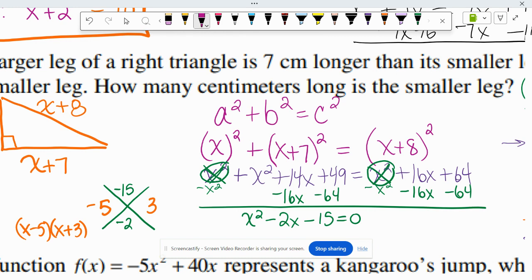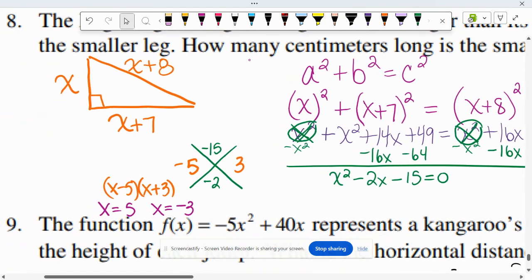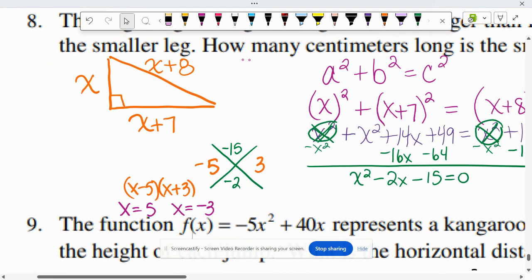We know that x minus 5 is going to equal 5. And we know the factor x plus 3 is going to equal negative 3. Can we have a negative measure? Can one of the sides of our triangle be negative? Nope. Cross that out. You guys know that you can't have a negative measure when you're doing dimensions. So that means that this equals 5 centimeters. So what is x plus 7? Well, that's 5 plus 7, and 5 plus 7 is 12 centimeters. What is x plus 8? Well, that's 5 plus 8, and that's 13 centimeters.